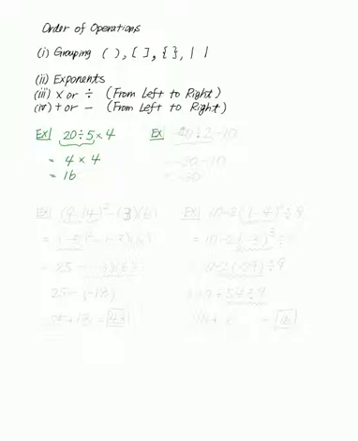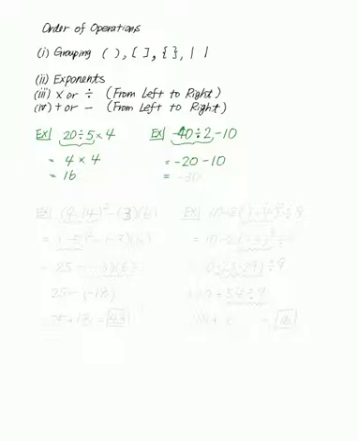Let's do another example. I'm going to take negative 40 divided by 2 minus 10. Now, I'm going to notice in this case that I don't have any parentheses, so I have no grouping involved. I have no exponents involved. I do have multiply or divide, which is going to come way before subtraction. So I have negative 40 divided by 2, which is going to be negative 20, minus 10.